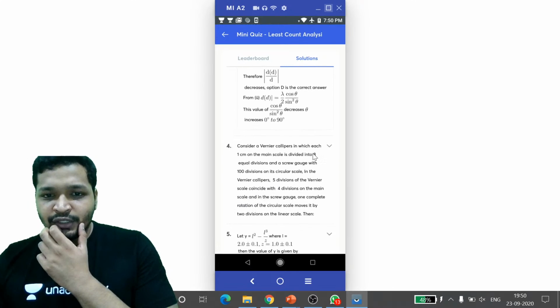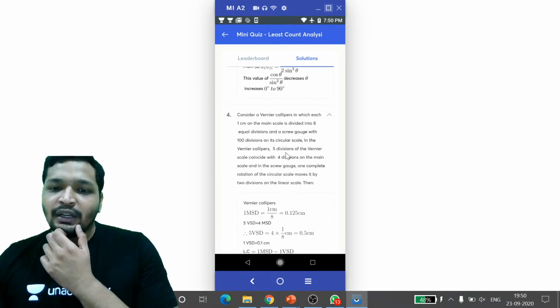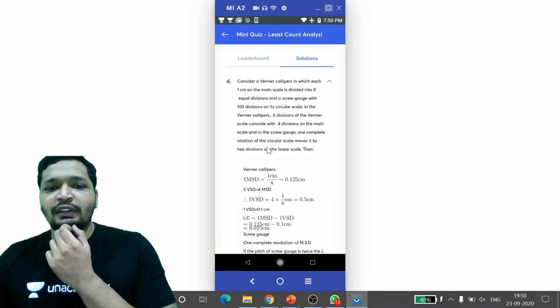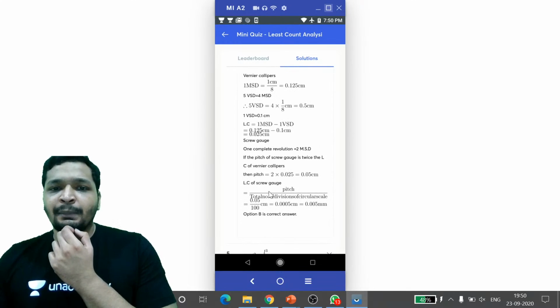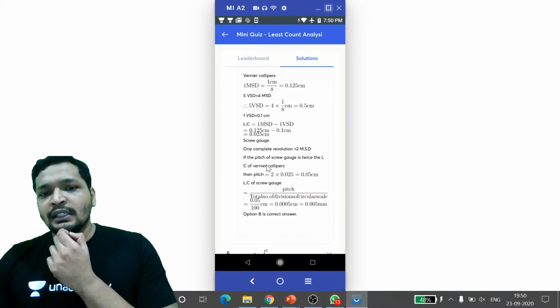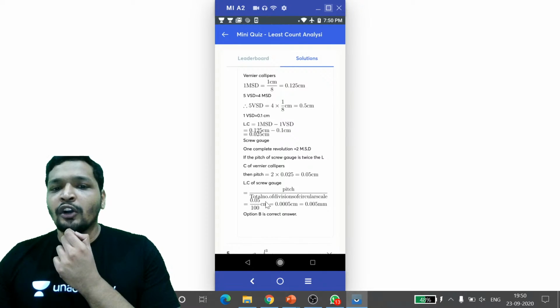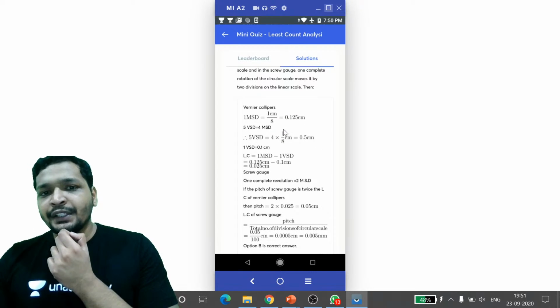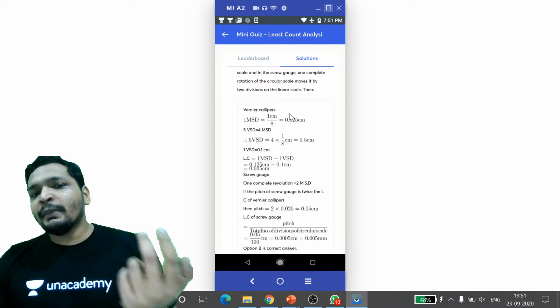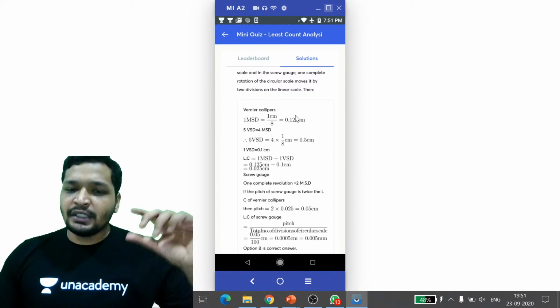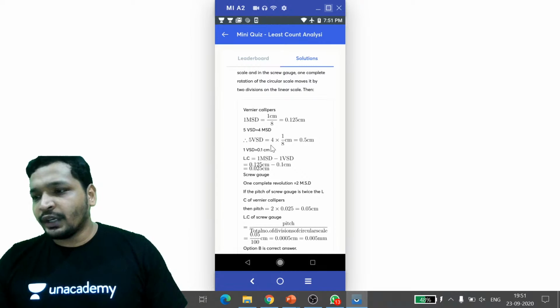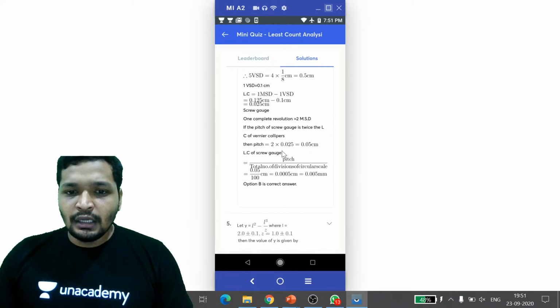I agree, the fourth question is going to be a little lengthier. Just to read the options, it will take 1 minute. This is a typical question. You'll read each option and move accordingly. The twist in the question is that one main scale division is not the same as the pitch. Pitch is what you get in one complete rotation.